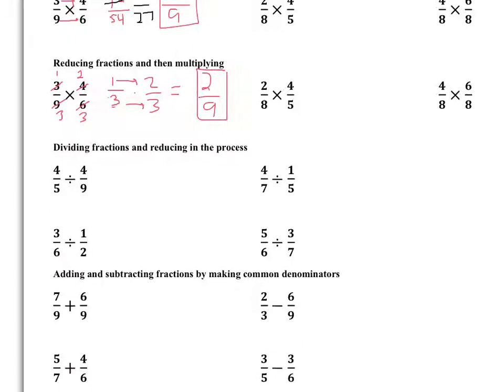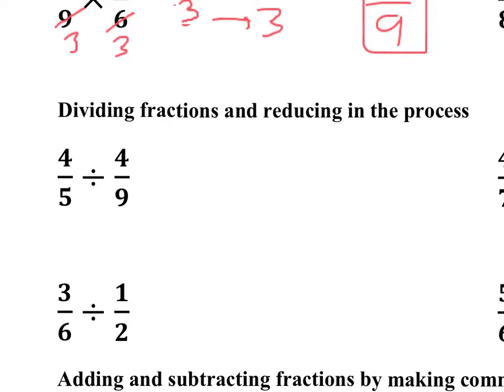Dividing fractions are no different than multiplying, but you have to adjust before you can multiply. So we take this 4/5 divided by 4/9 and rewrite it as 4/5 times, and we flip the second fraction. So this one has to flip. And that allows us to change the division to multiplication, and then we're back to where we were before.